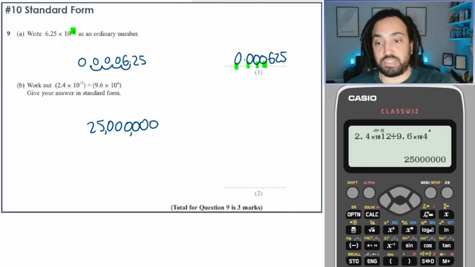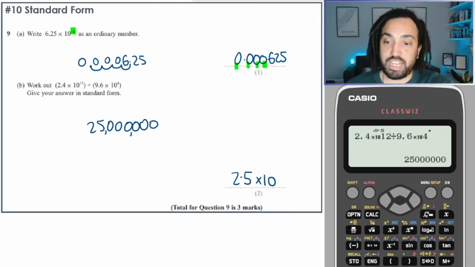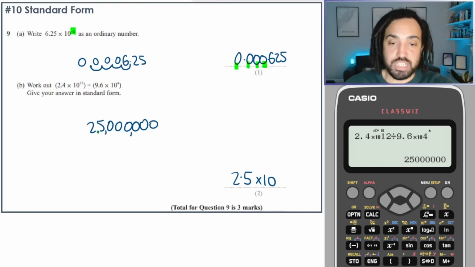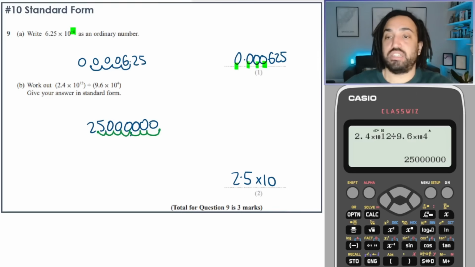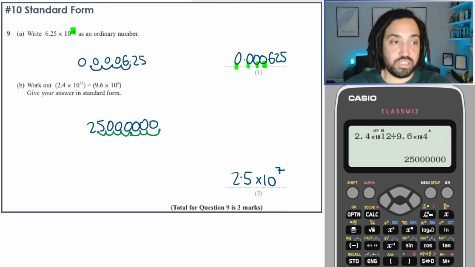How do I write that in standard form? Well, it has to be between 1 and 10. So I've got to use 2.5. I can't use 25. So if the decimal point is there, I need to move it 1, 2, 3, 4, 5, 6, 7 spaces to get it to where it needs to be. So it's 2.5 times 10 to the 7.